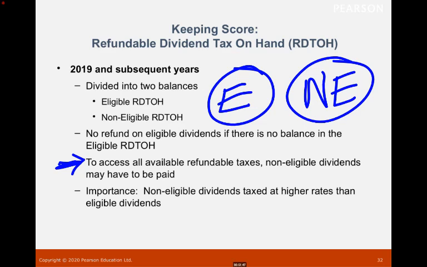In other words, once your eligible refundable dividend tax on hand pot is gone, you can keep paying eligible dividends. However, they may not get you a refund. So you may need to go over here and pay some non-eligible dividends to clear out what's in that pot. It used to be it didn't matter. It's one big fat pot. So it's a little more complicated now, because we have to track them in those two ways.